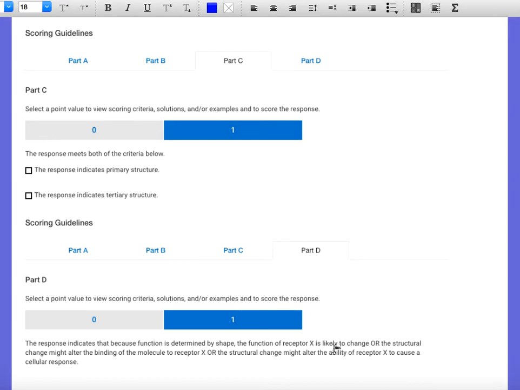The function of receptor X is likely to change, or the structural change might alter the binding of a molecule to receptor X. We kind of addressed both of those. Structural change might alter the ability of receptor X to cause a cellular response. Sure, same kind of deal. Cool, so that is question 2.